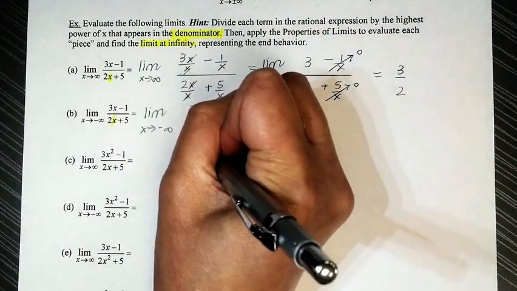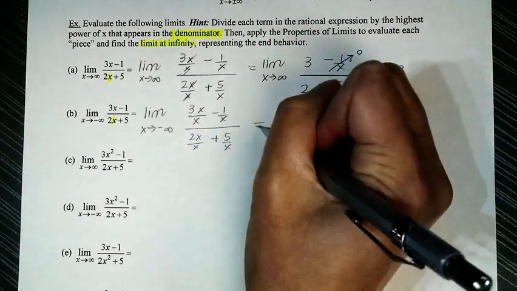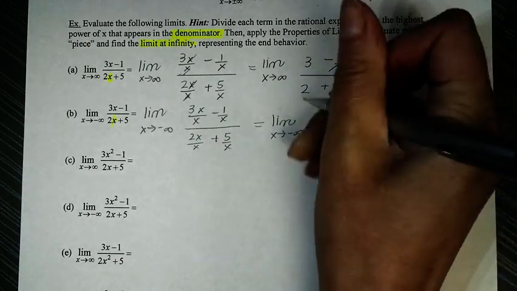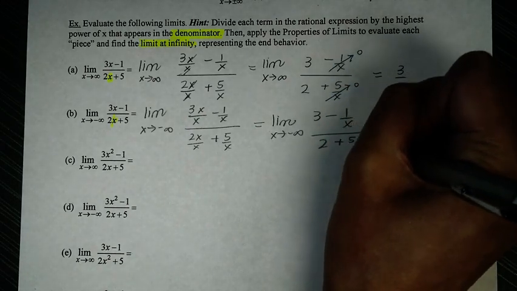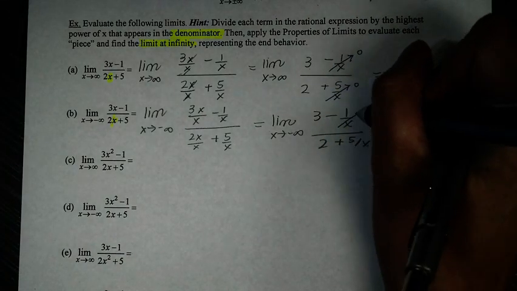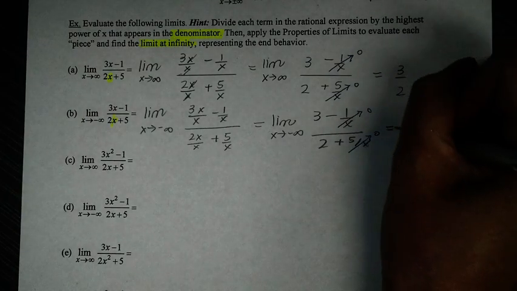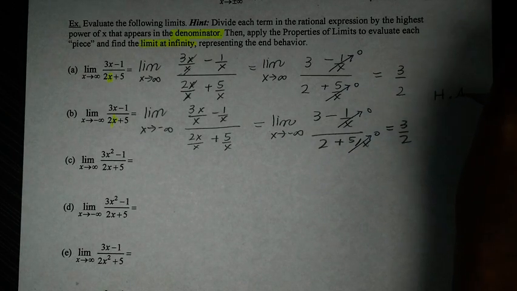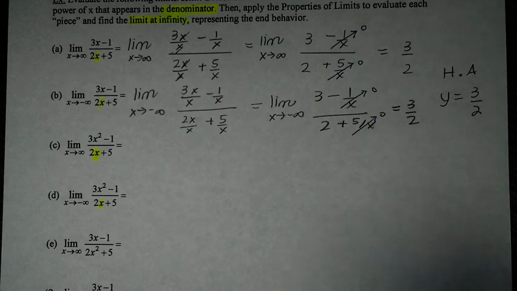Okay, and then you have 2x divided by x plus 5 divided by x, and this is going to be equal to, pretty similar to the previous problem. So what do you have here? You have 3 minus 1 over x divided by 2 plus 5 divided by x. You can see that this flies to 0, this flies to 0, and indeed, what do you have here? You have that this is 3 over 2. Therefore, what's your conclusion here? Your conclusion is that your horizontal asymptote, indeed, you only have one, and it's at y equals 3 over 2.